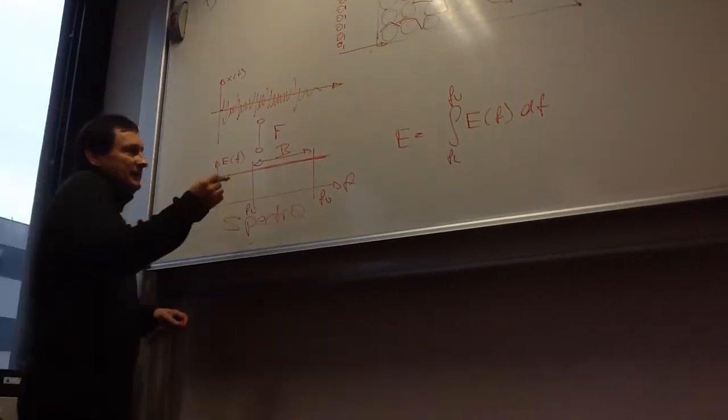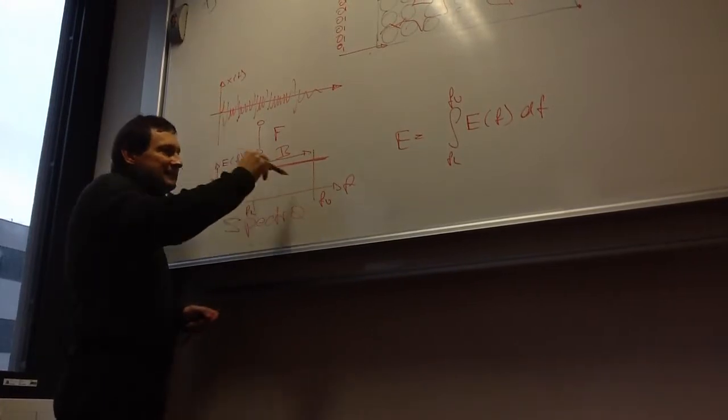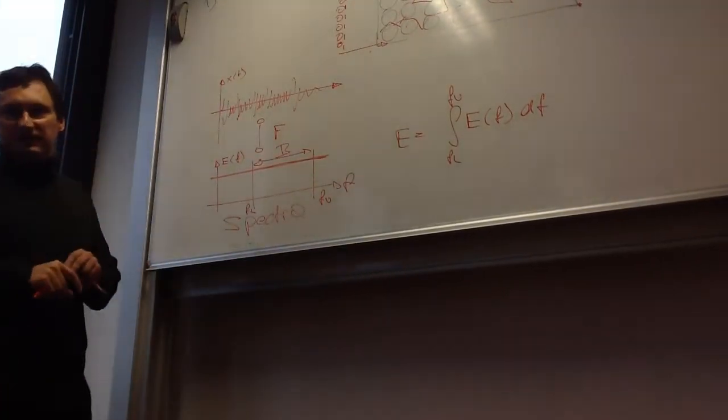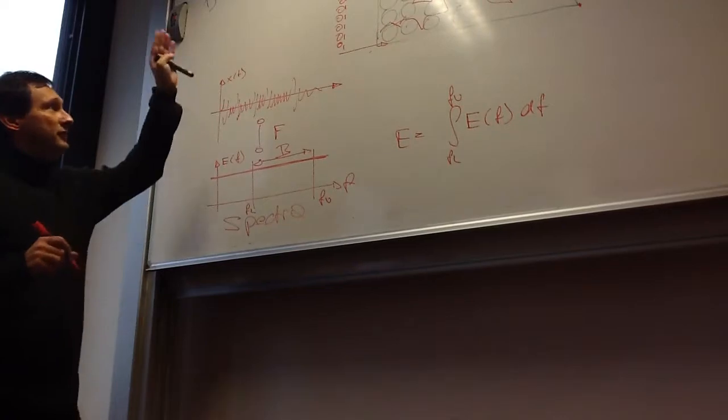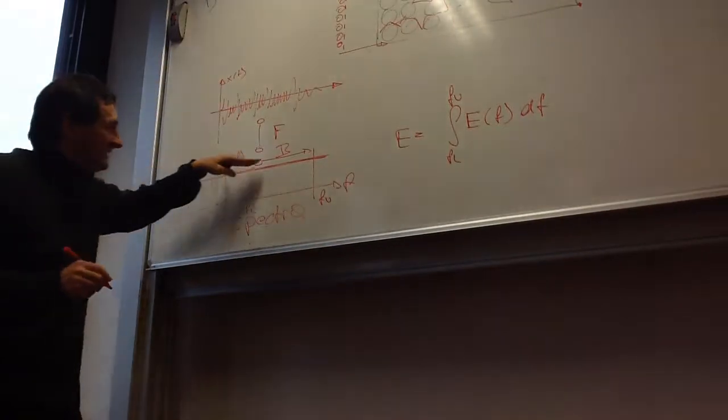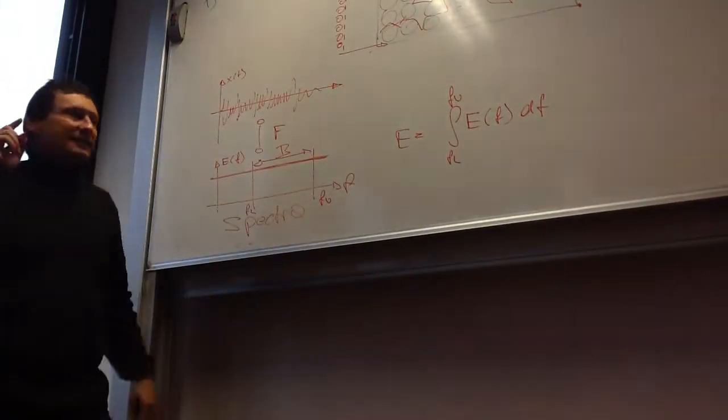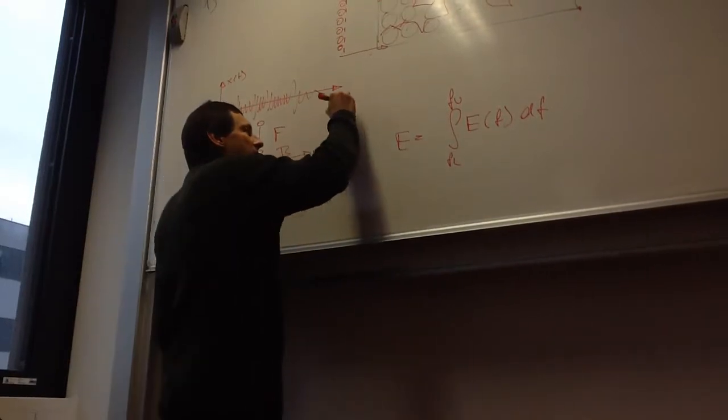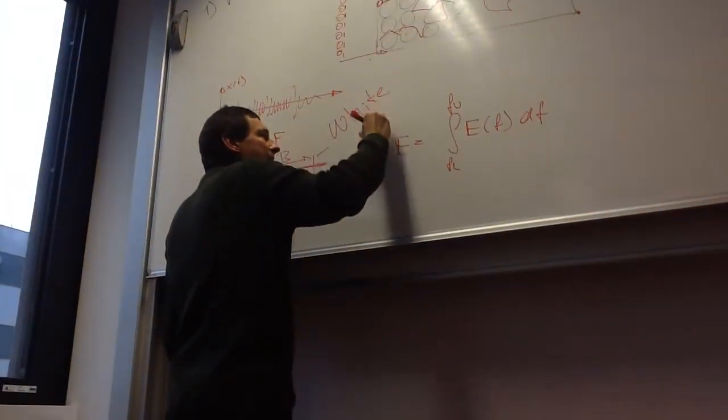But there are noise signals that have a completely different distribution. For thermal noise, it's an equal distribution, and that's why it's called white noise.